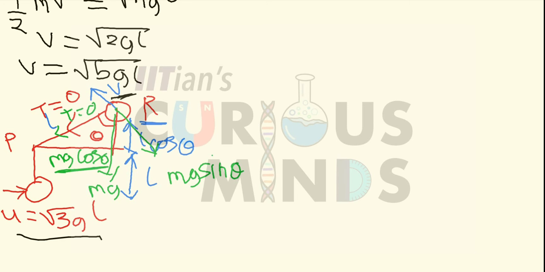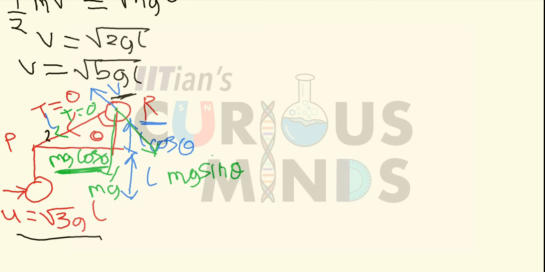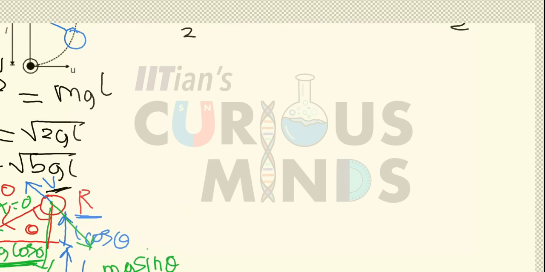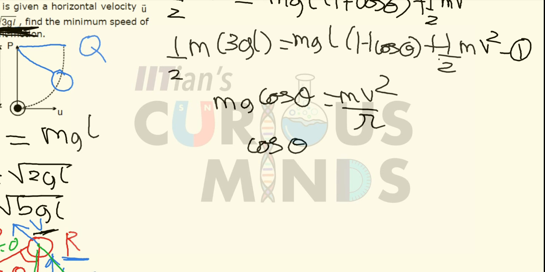So mg cos theta will be equal to the resultant force. The resultant force over here is the centripetal force, which is equal to mv square by r. So I can simply say that mg cos theta will be equal to mv square divided by r. So cos theta, where r is equal to L, will be written as v square divided by gl. Let this be the second equation.